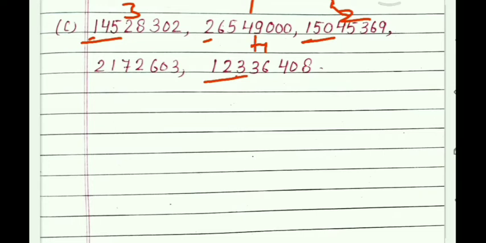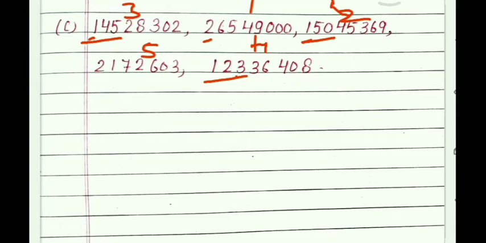And next, the last one, what is left? 21,72,603. Now we will write these numbers in descending order. See here, the first number that is coming is 2,65,49,000. So firstly we have to write this number only.